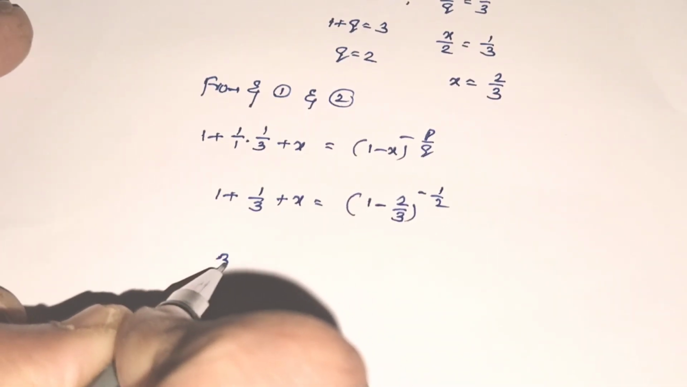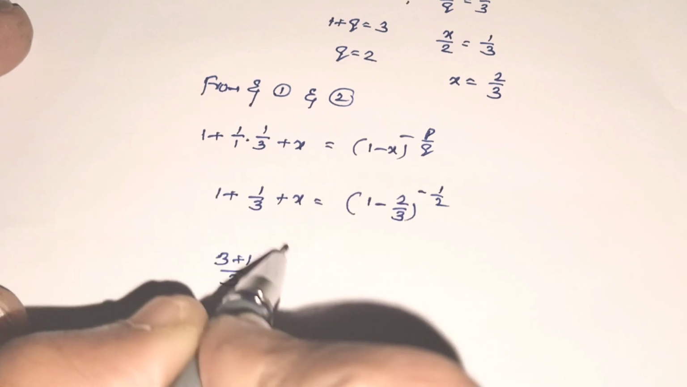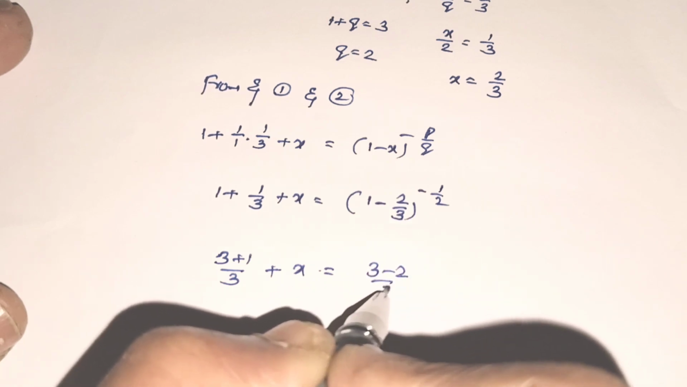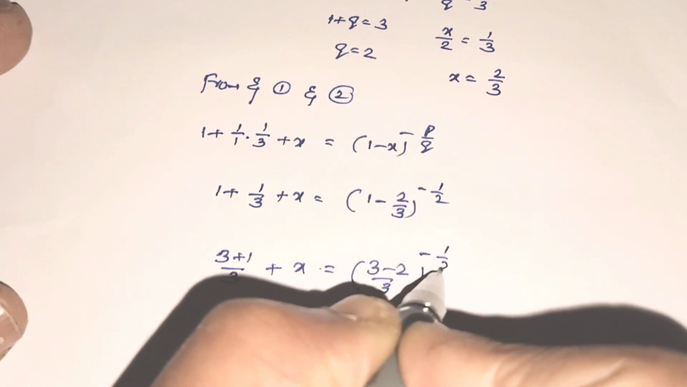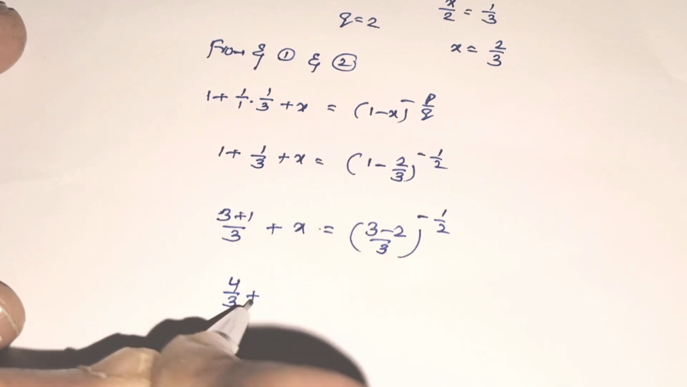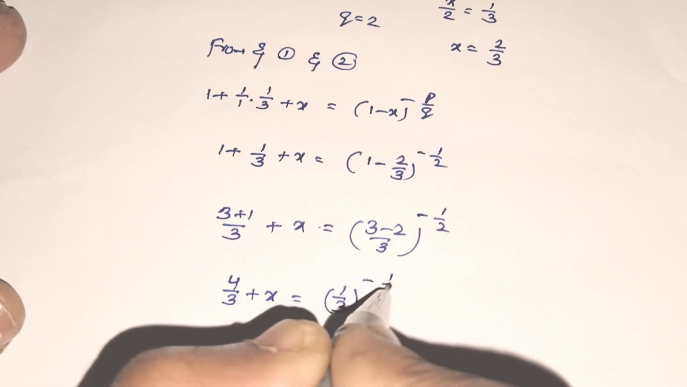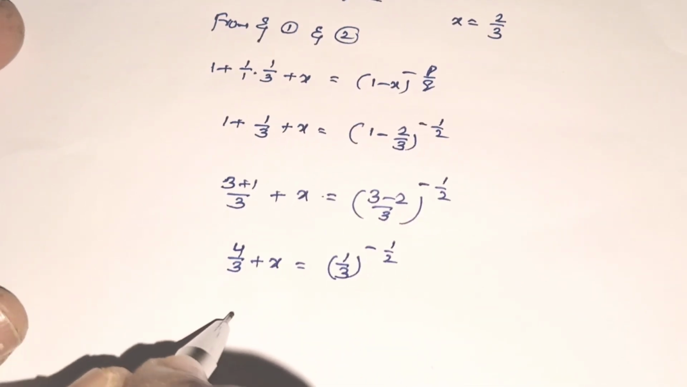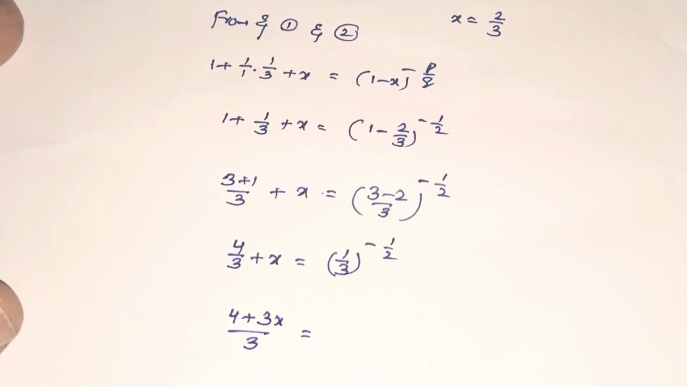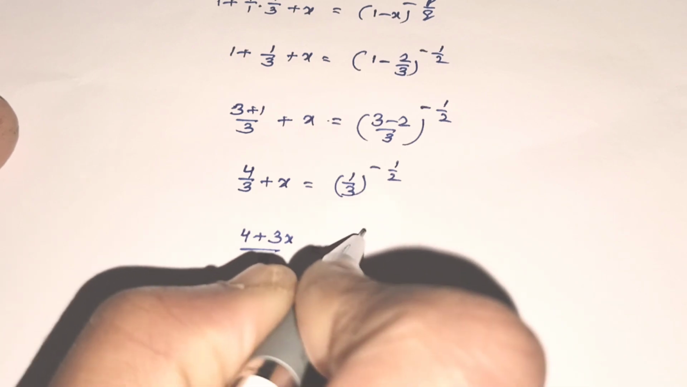Now doing the LCM, this becomes 3 plus 1 by 3. Okay, 3 ones are 3 plus 1 by 3 plus x is equals to 3 minus 2 by 3 power minus 1 by 2. Okay, this is 4 by 3 plus x is equals to, this is 1 by 3 power minus 1 by 2. Again doing the LCM, it becomes 4 plus 3x by 3 is equals to, now taking the reverse fraction here and removing this minus sign, this becomes 3 power 1 by 2.